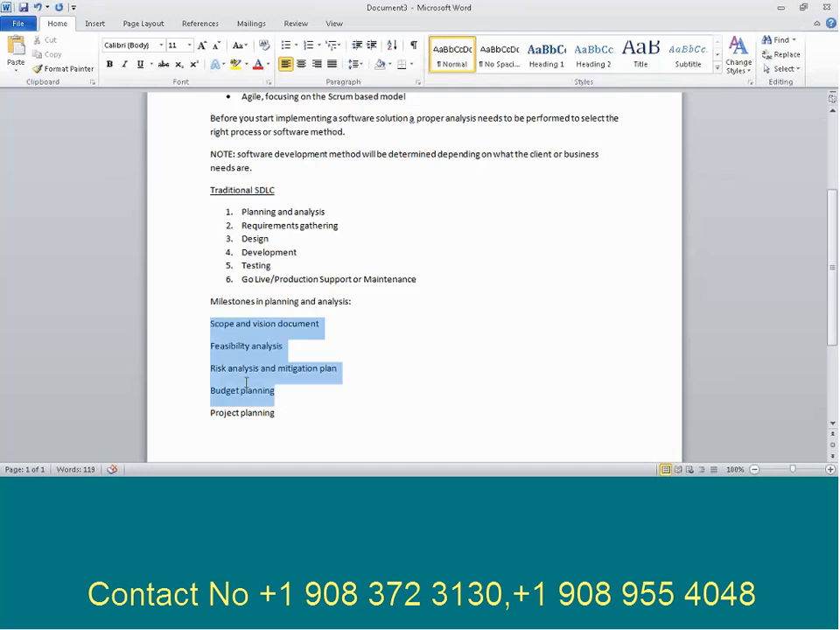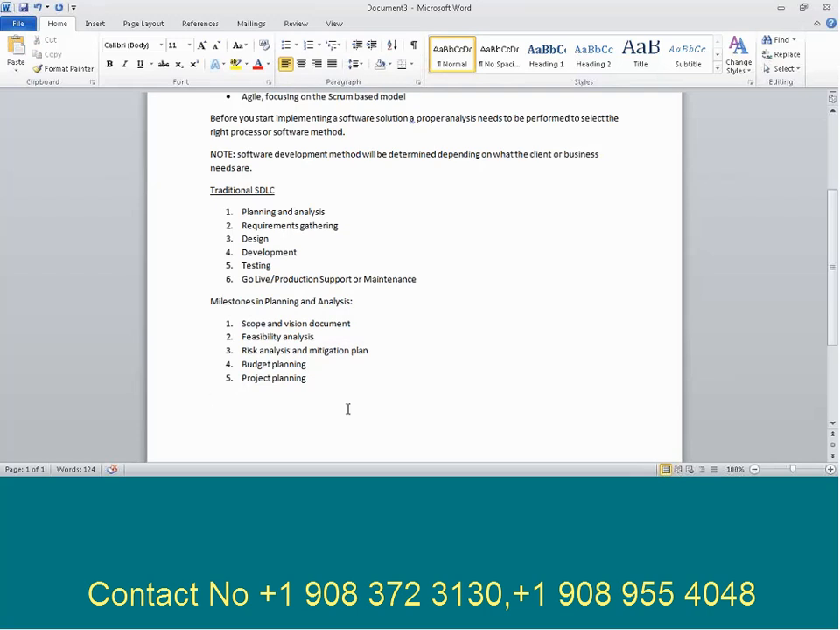I repeat, some of the milestones that are accomplished as part of the planning and analysis, starting with scope and vision document, feasibility analysis or feasibility study, risk analysis and mitigation planning, budget plan, project plan. I think these are some of the most important milestones that are accomplished at the end of the planning and analysis. Okay. Now, what is planning and analysis? What is the purpose of this planning and analysis phase?